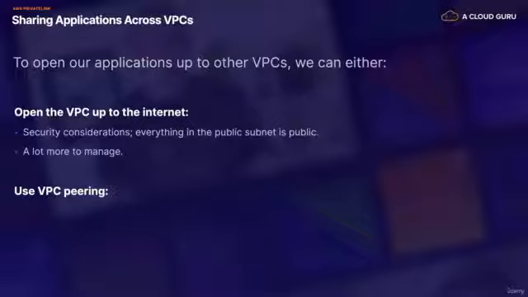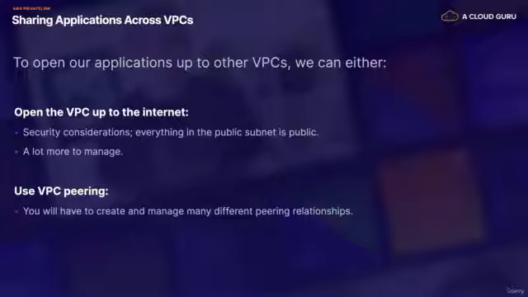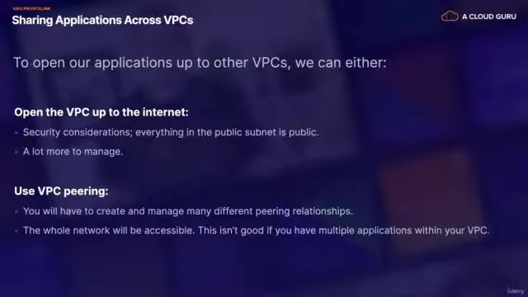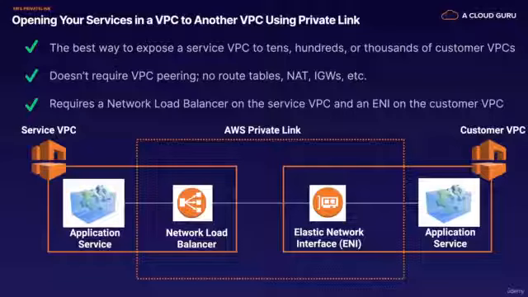We could also use VPC peering. The issue here is you're going to have to create and manage many different peering relationships. So if you are trying to open your VPC up to say 10 other VPCs or 100 or even 1,000, you're going to have to create each individual peer, and the whole network will be accessible. And this isn't very good if you have multiple applications within your VPC.